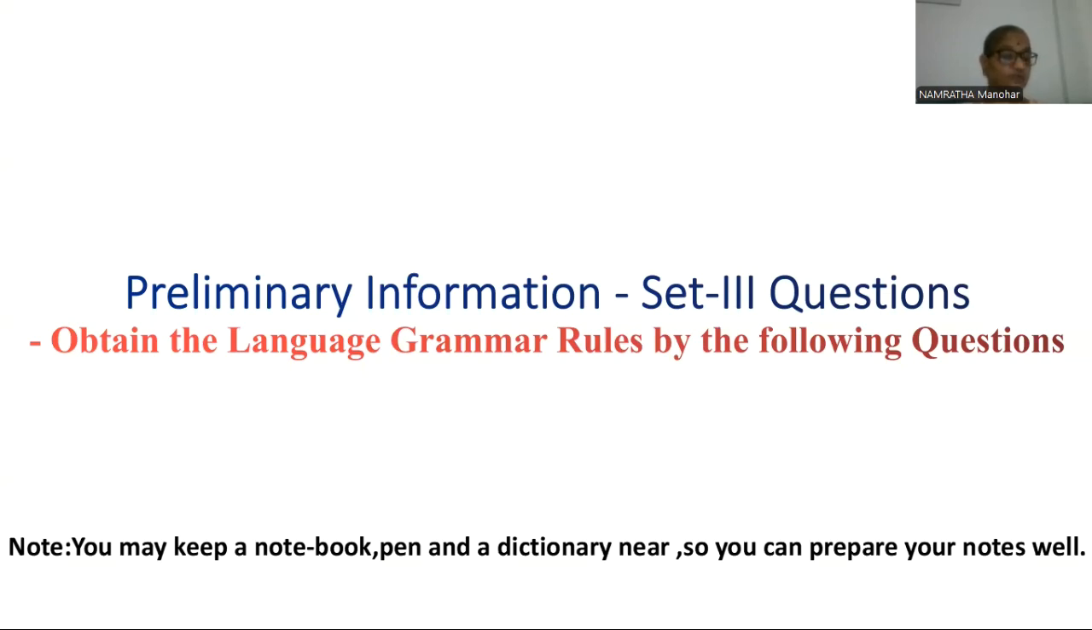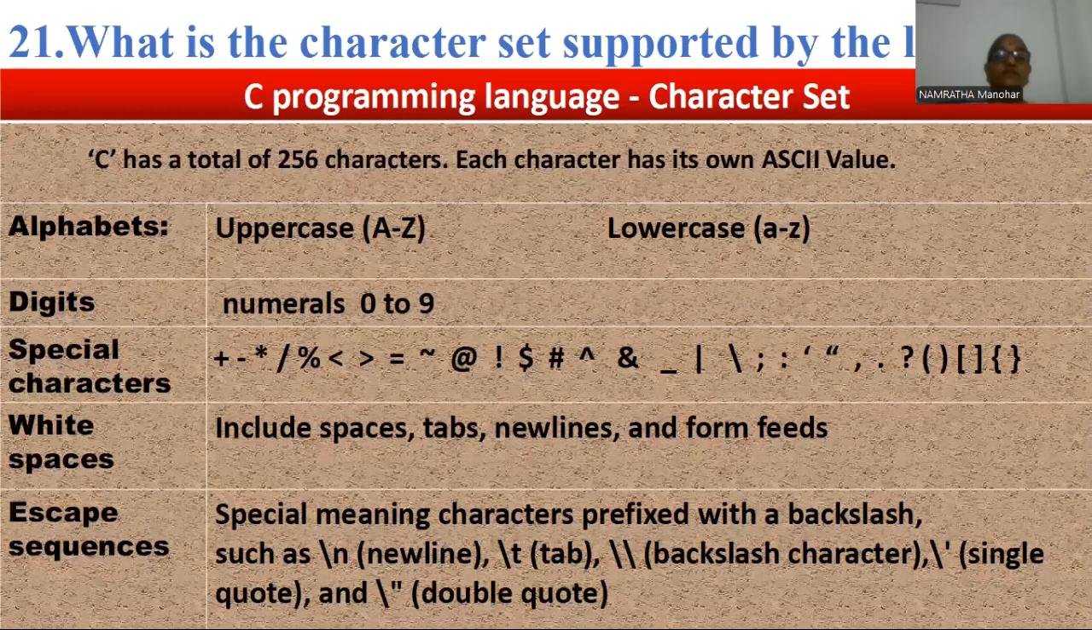Commencing the answers to the questions in progress, question 21 is, what is the character set supported by the language? Since we are discussing the C programming language, the character set supported by C has 256 characters. Each character has its own ASCII value. Now, what are the characters in the C programming language?